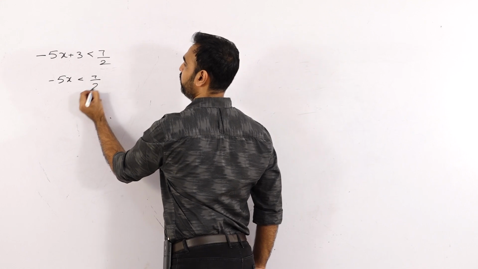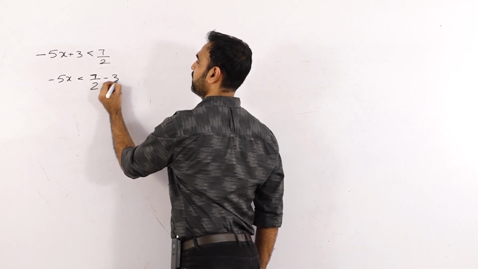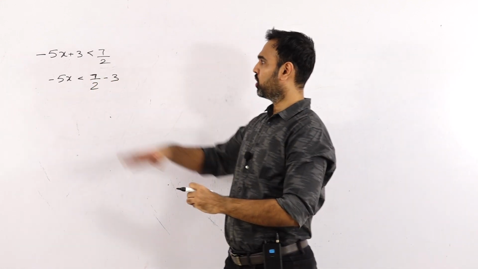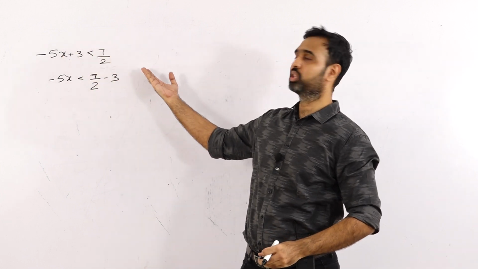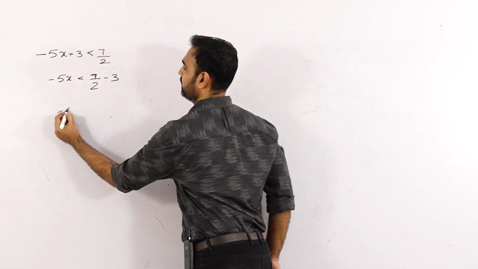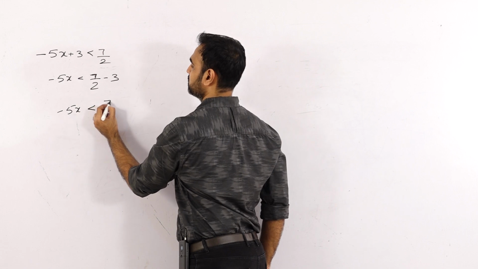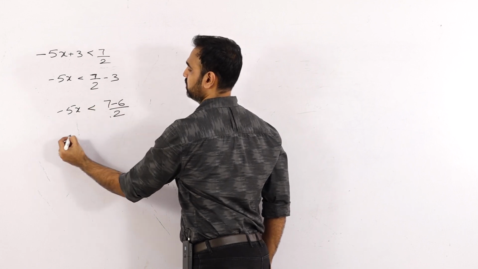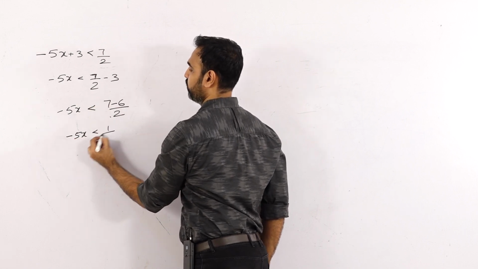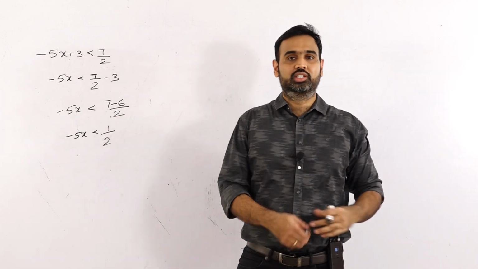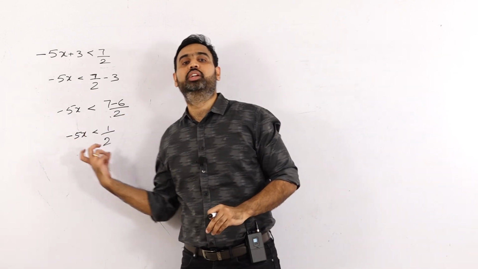When we are moving 3 to the other side, the inequality obviously will not get affected. Plus 3 moves to the other side, it becomes minus 3. So minus 5x less than 7 minus 6 by 2, so minus 5x less than 1 by 2. Now the discussion comes about moving minus 5 to the other side.